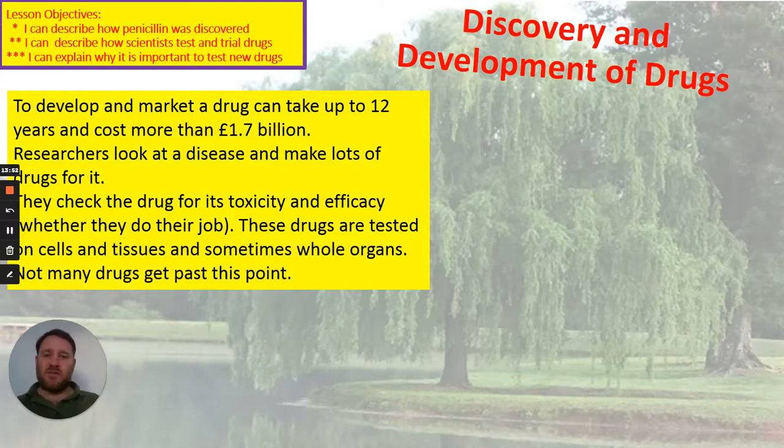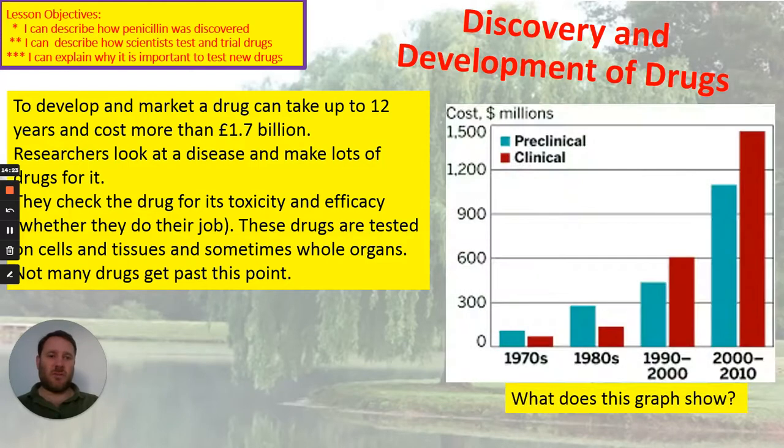So in the lab, they'll test that drug on things like cells, like a skin cell, and maybe tissue, so maybe lots of skin or some muscle. And then they'll test it on some organs. They might test it on the liver, or on the kidneys, something like that. And not many drugs actually get past this point. At this point, most drugs are found to be too toxic or poisonous, or they just don't work very well. So it's back to the drawing board, and let's change that drug. Let's see if we can make it do its job.